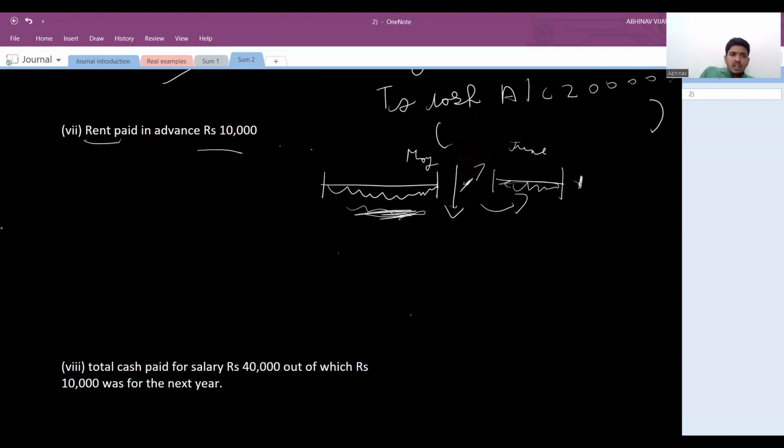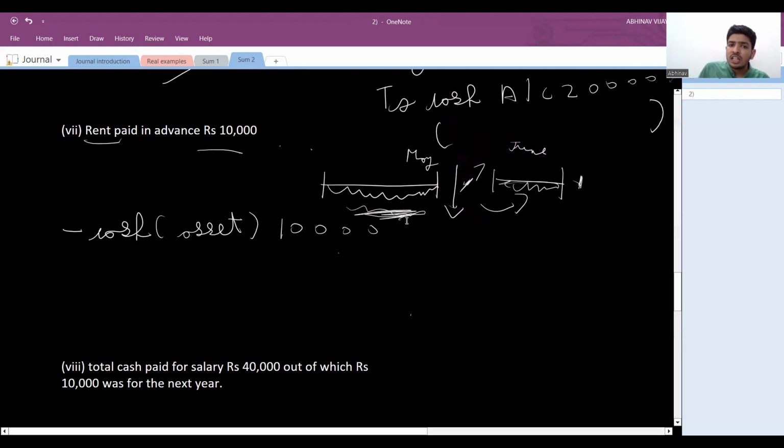let's start first. Rent paid. If it's paid, it means you paid cash. Cash is an asset. So assets get reduced by 10,000 rupees. Now let's come to the main point. This point we knew already. The main point, rent paid in advance. So if rent is paid in advance, what does it mean?